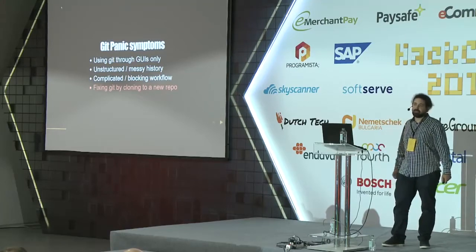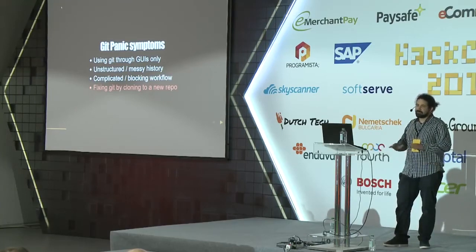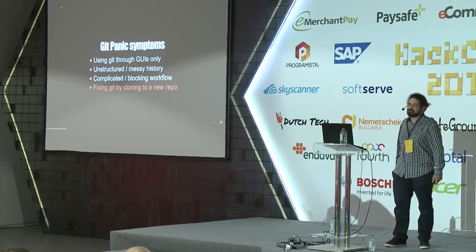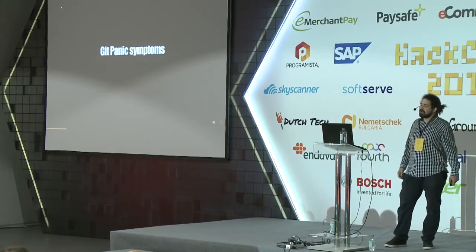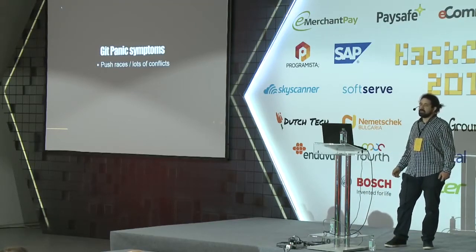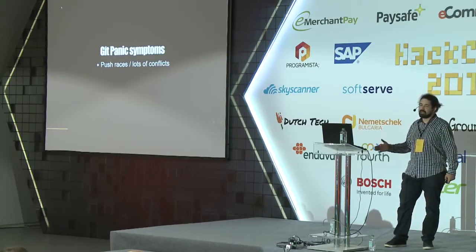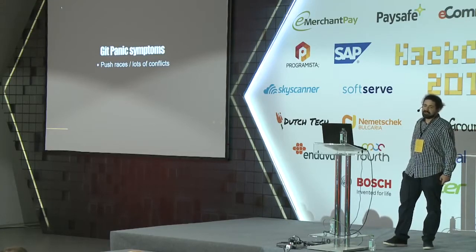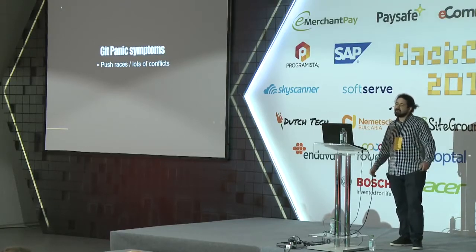A big bad one is if you fix Git by cloning to a fresh new repo, that means that you feel totally unable to handle the situation and you just need to start over. That's pretty bad. Some more symptoms would be if you have push races, which means basically that developers are trying to push their code first so that they don't have to deal with the conflicts. And that leads to a lot of animosity inside the team.